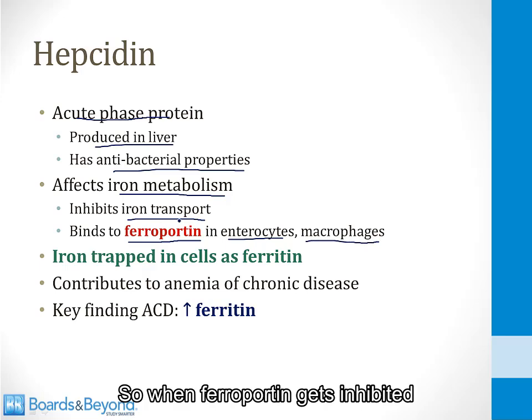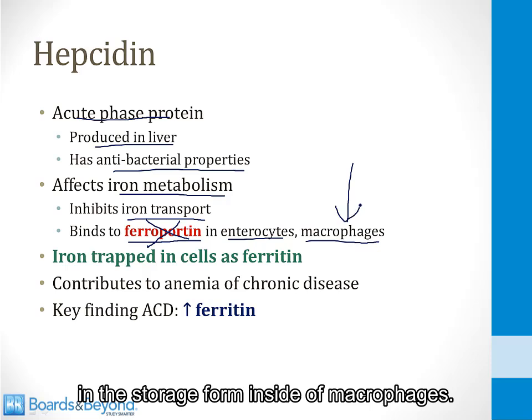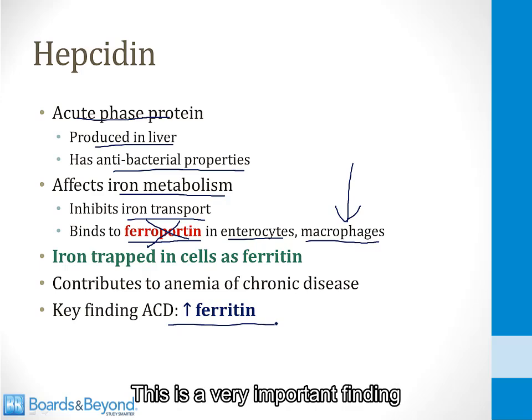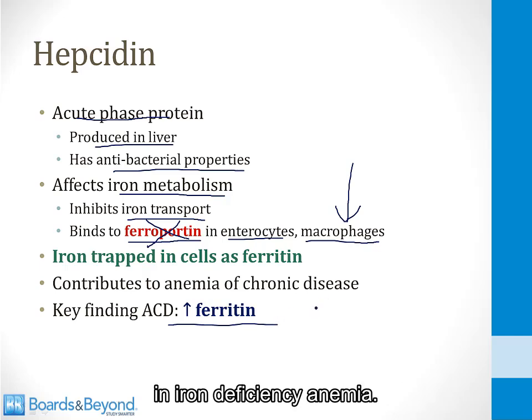So when ferroportin gets inhibited by hepcidin, iron gets trapped in the storage form inside of macrophages. And for that reason, you see a rise in the ferritin level. This is a very important finding in anemia of chronic disease. This is the opposite of the finding you see in iron deficiency anemia.